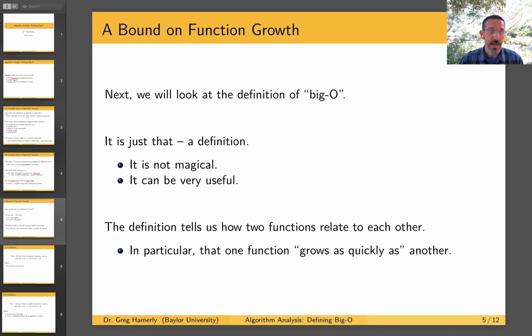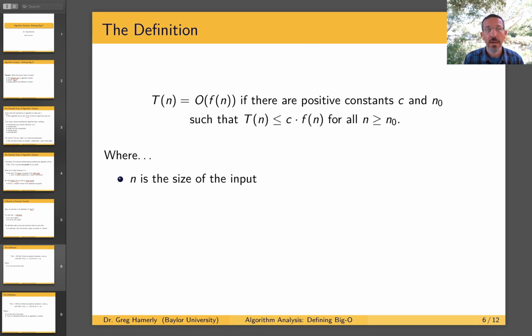So that's what we're going to look at next, the definition of what we call big O. And it's just that, it's just a definition. It's not magical, but it can be very useful. The definition allows us to relate two functions and how quickly they grow relative to one another. In this case, T of n is one of those functions, and f of n, which we'll define soon, is another function. If you have T of n from your algorithm, which gives you the detailed number of steps that the algorithm takes, let's find an f of n that grows as quickly as that T of n, but is hopefully simpler and is an upper bound. So here is the definition.